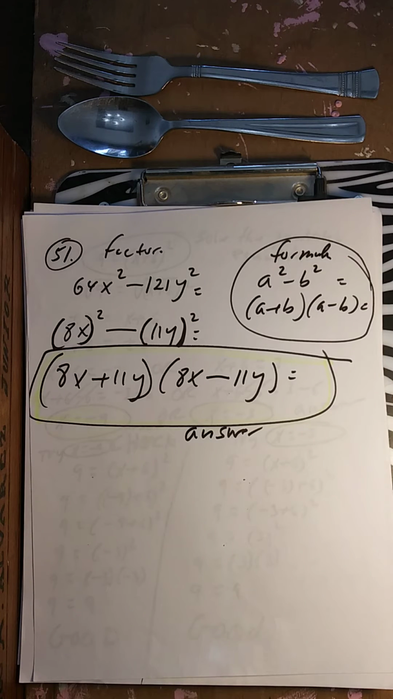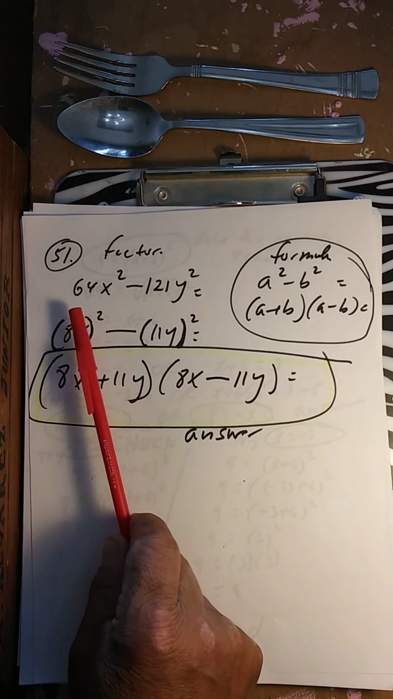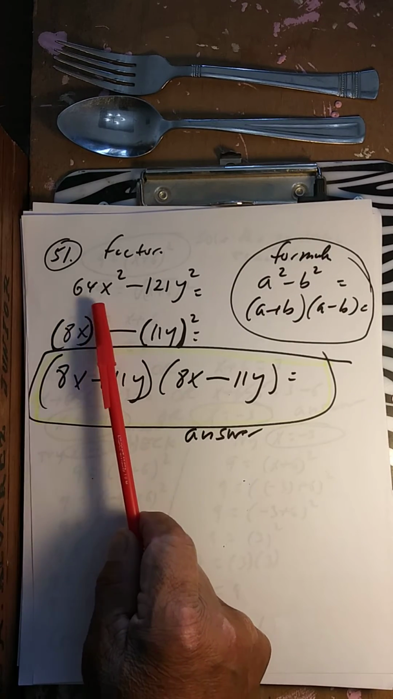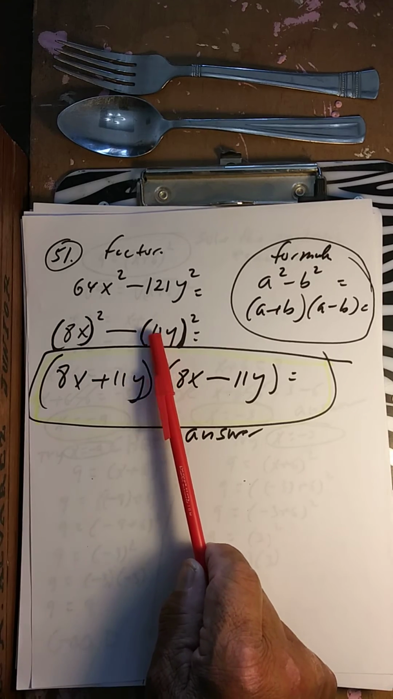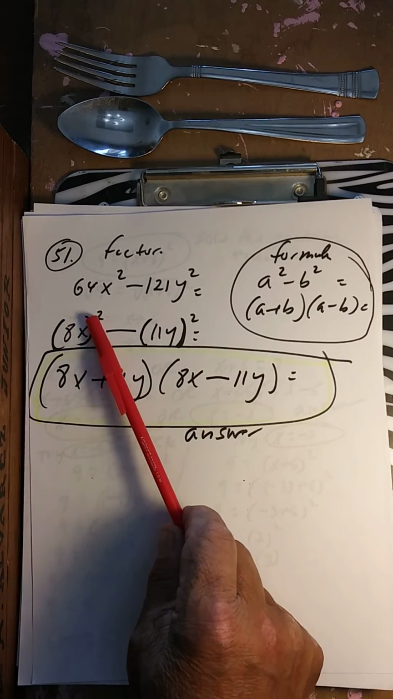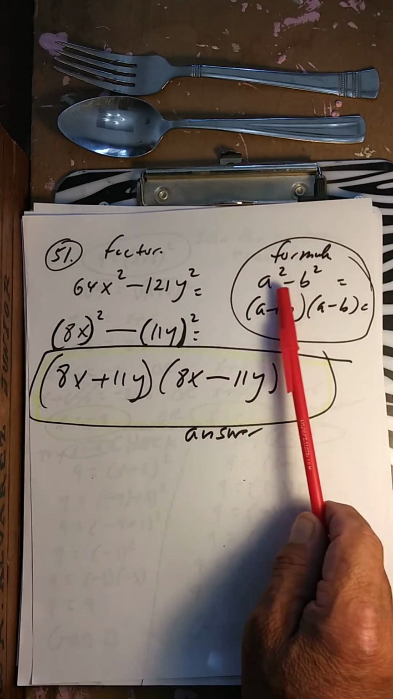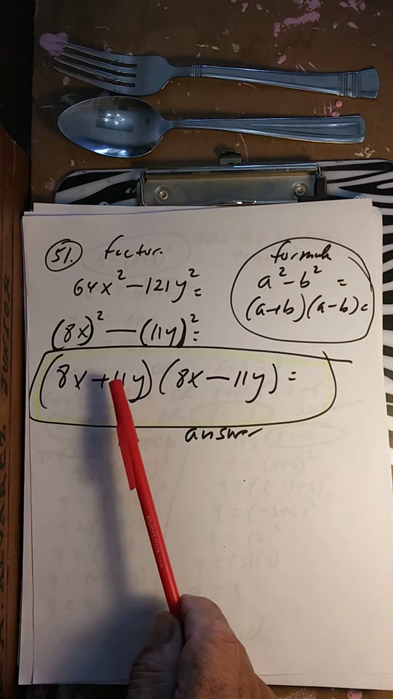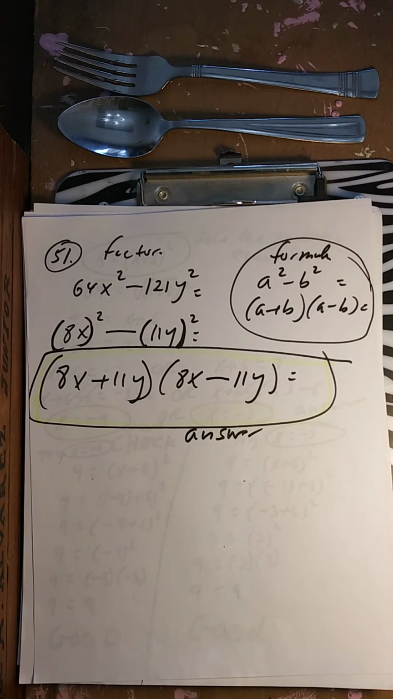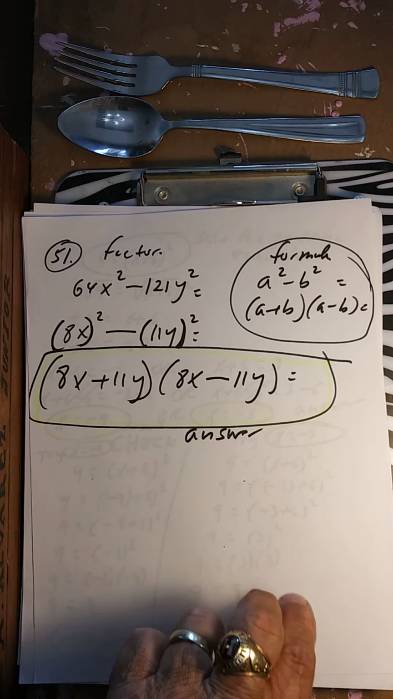Factor this. I'm going to use difference of squares. It means a squared minus b squared always is going to be a plus b, a minus b. So I need to rewrite it because 8 times 8 is 64. x and x is x squared. So 8x squared is that. 11 times 11 is 121. So 8x squared minus 11y squared. So now there it is set up. Square minus square. Now we're going to have 8x plus 11y, 8x minus 11y, using the difference of squares formula.